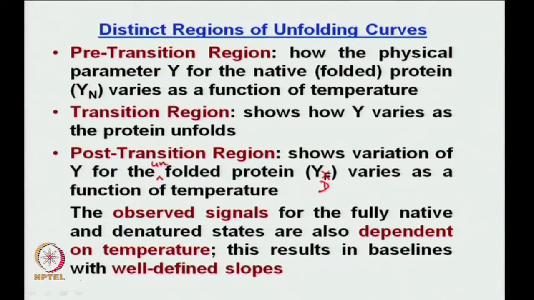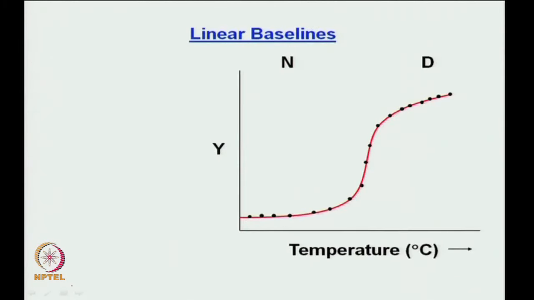So, that is what the last point says. The observed signals for the fully native and denatured states are also dependent on temperature, and this results in baselines with well defined slopes. Slopes mean that this signal yN or yD depends upon temperature. Okay.